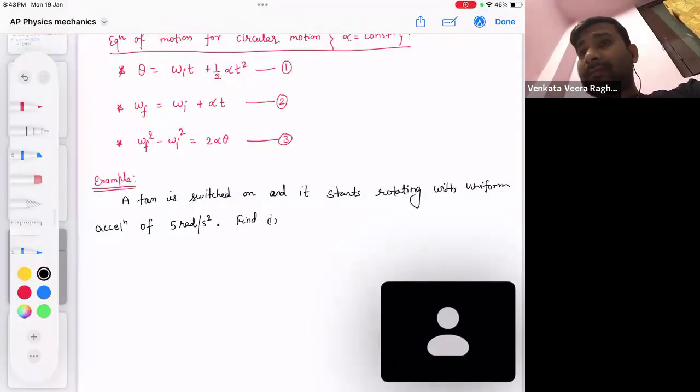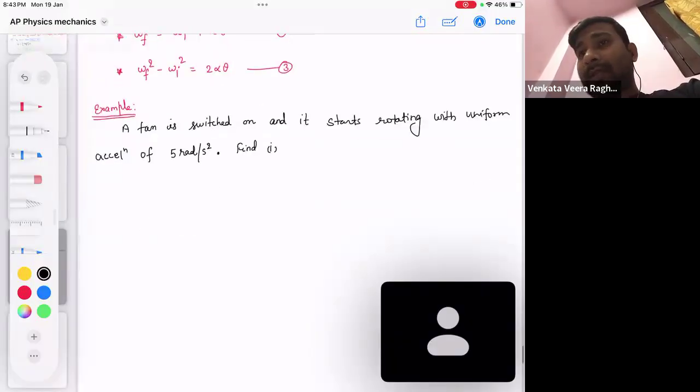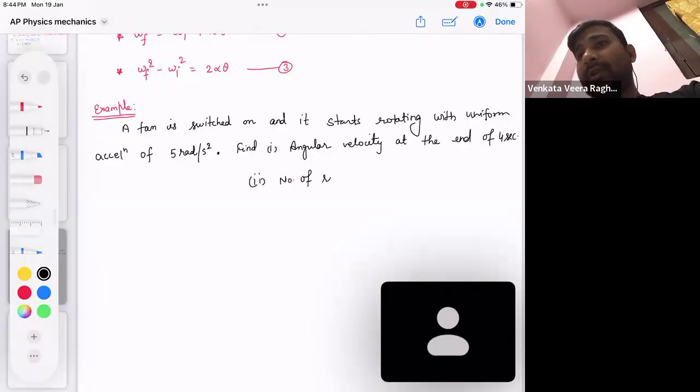First thing, velocity. Which velocity? Angular velocity, right? Find first thing, angular velocity, okay, at the end of 4 second. And the second thing, number of revolution completed by the fan in the 4 second.